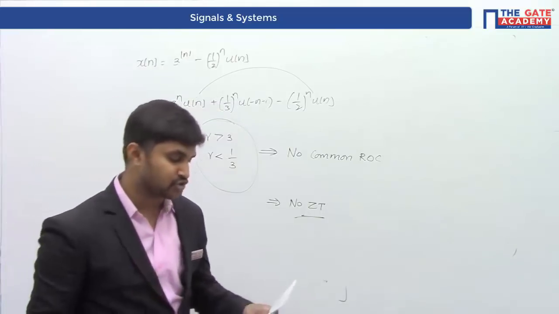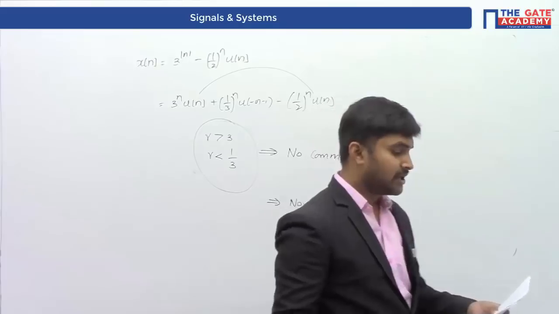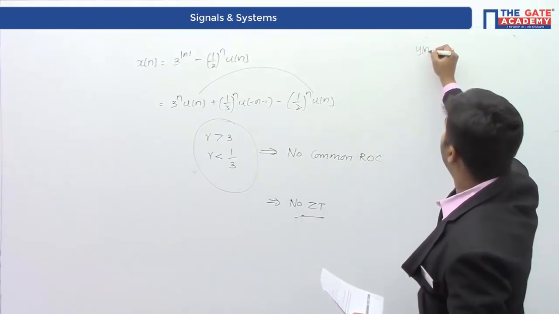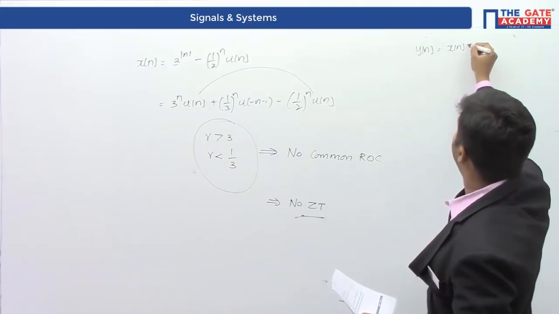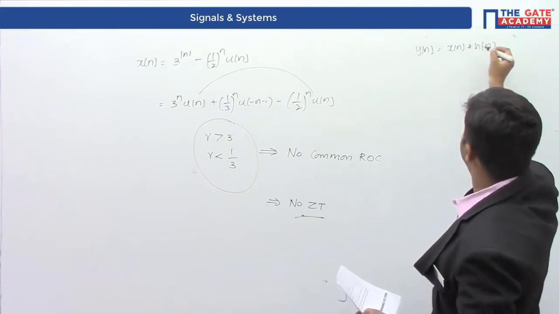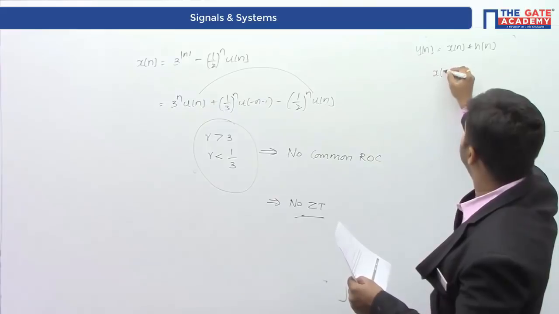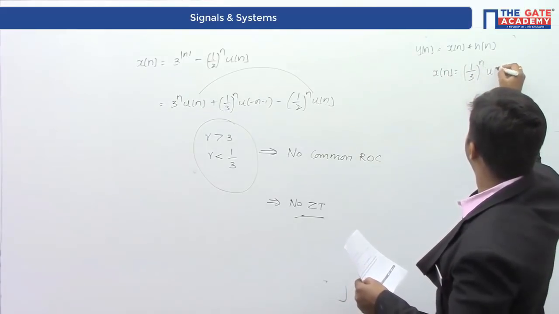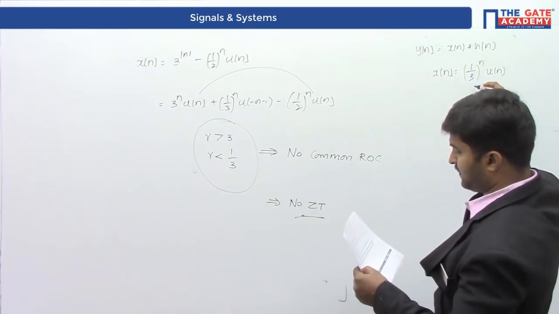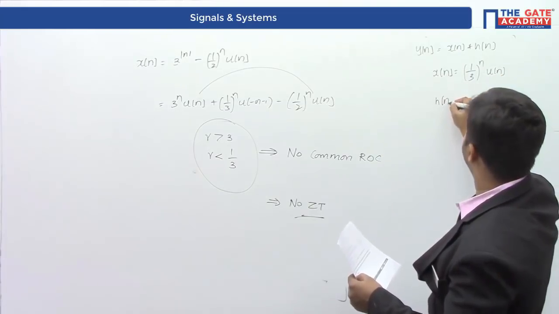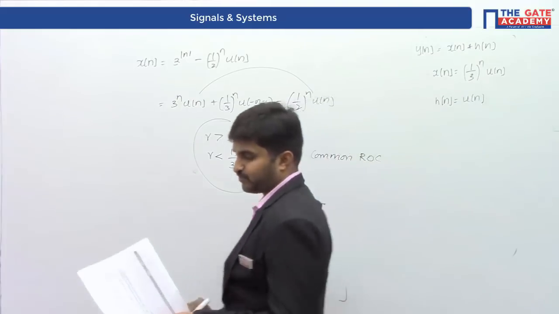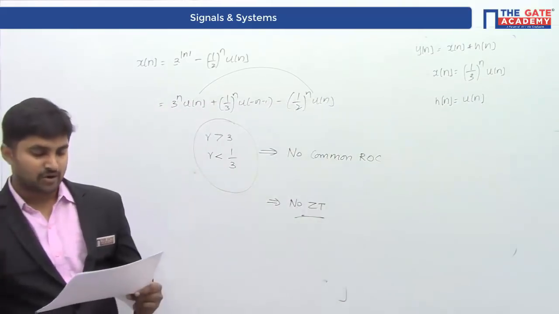This is the first part of the question. The second part of the question is that y of n is equal to x of n convolved with h of n. X of n is given as 1 by 3 power n u of n, and h of n is u of n. Can you please tell me what is the ROC of Y of z?